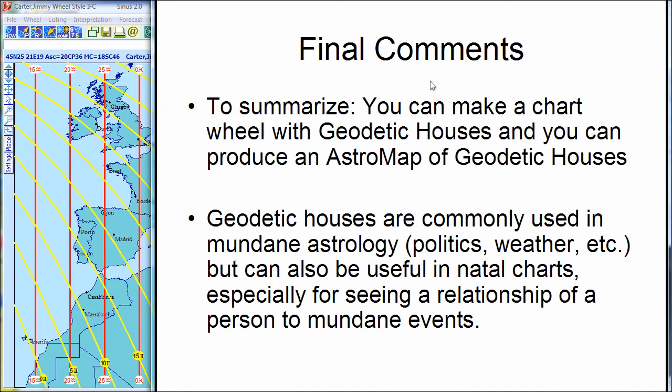But you can select geodetic house system for a natal chart. So there's 2 ways of using geodetic houses, either as a chart wheel or as an astromap. And number 2, geodetic houses are commonly used in mundane astrology, meaning politics, weather, etc. They can be useful in natal charts, especially for seeing the relationship of a person to mundane affairs and mundane events. So that's what the geodetic astromap is.